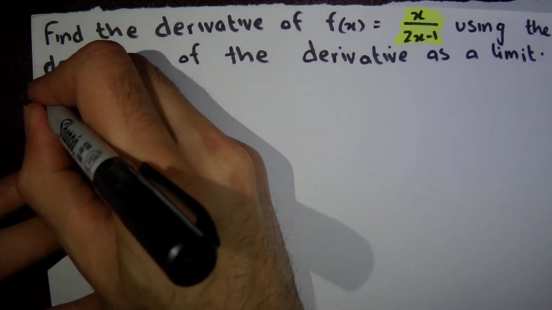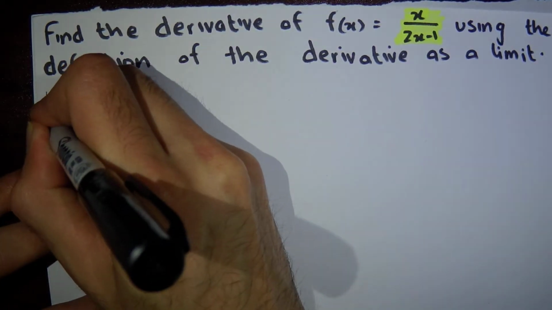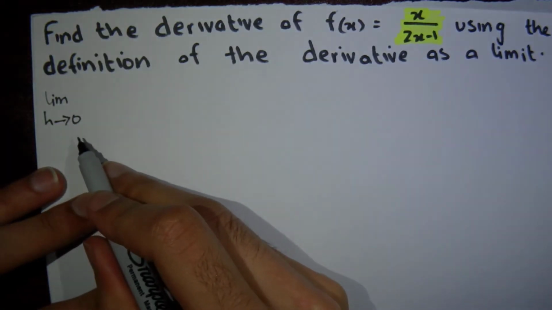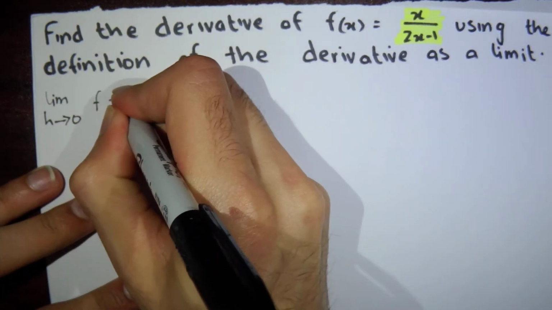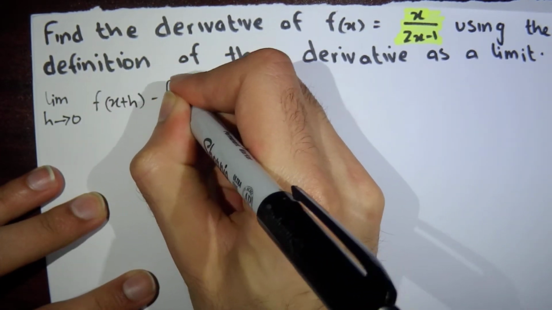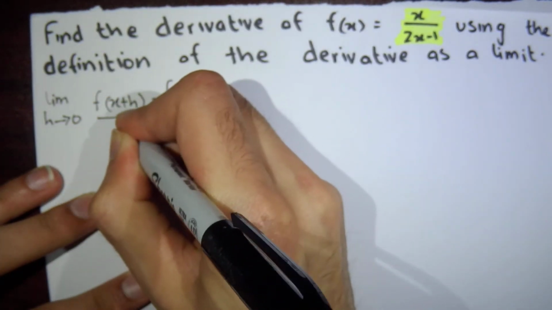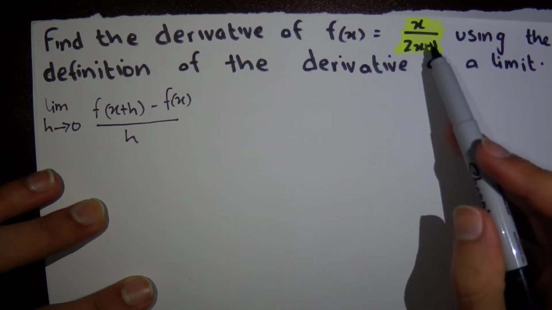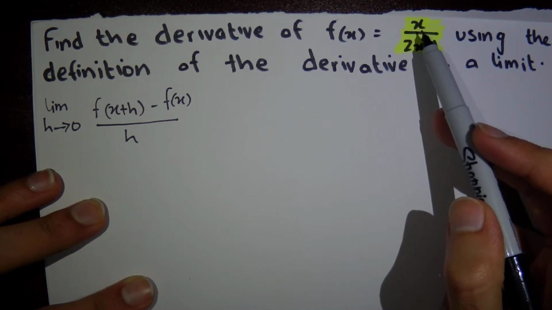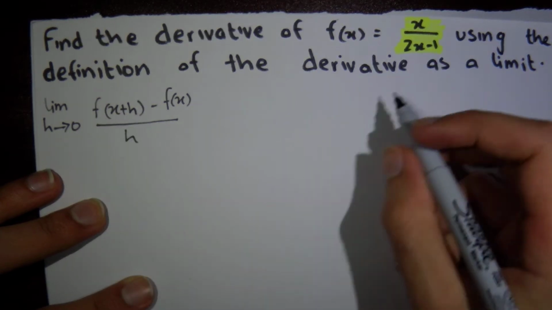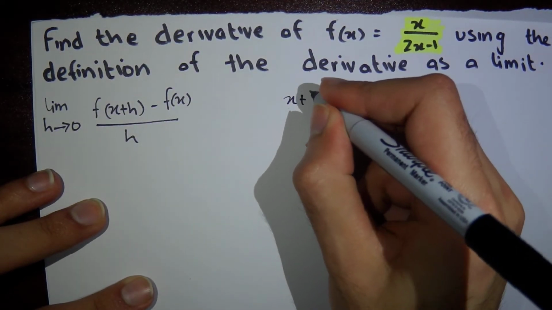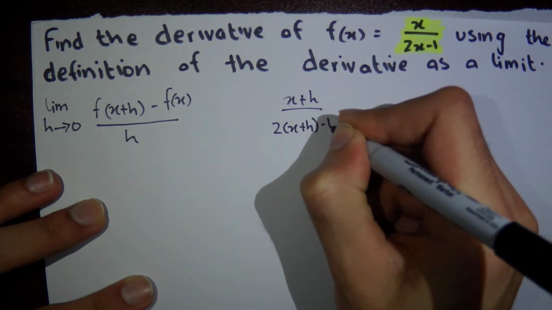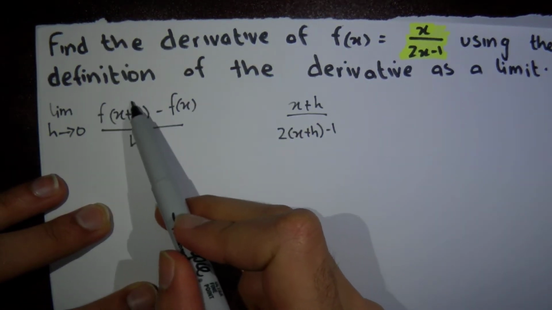First step would always be to put the formula down so we have everything in front of us. So f prime at x is equal to the limit as h approaches 0 of f at x plus h minus f of x, all of that divided by h. Now let's get our plug-in straight. So we go back to our function, and wherever we see an x, we're going to put in an x plus h. So this would become x plus h over 2 multiplied by x plus h minus 1. This portion of our function has been inputted.